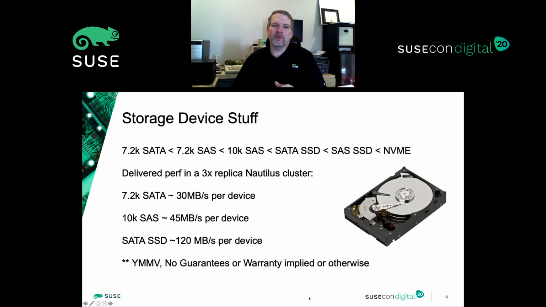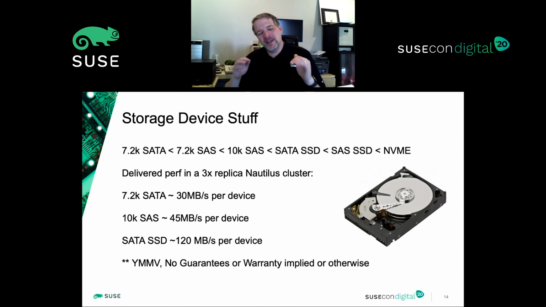So some rules of thumb on the storage device: a 7.2K SATA is a bit slower than a 7.2K SAS device, which is definitely slower than a 10K SAS device, which is slower than a SATA SSD, which is slower itself than a SAS SSD, which is slower than an NVMe device. I hope that all makes perfect sense.